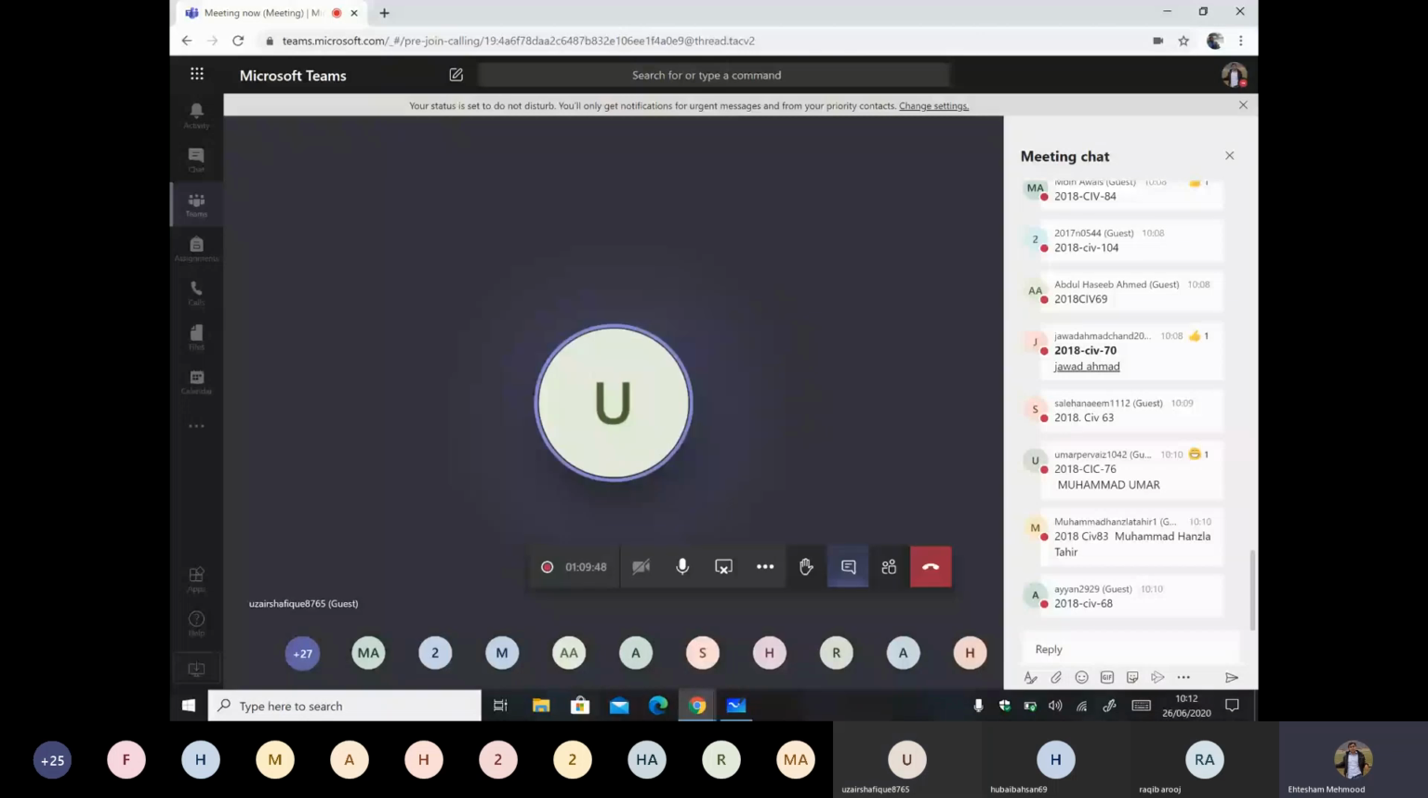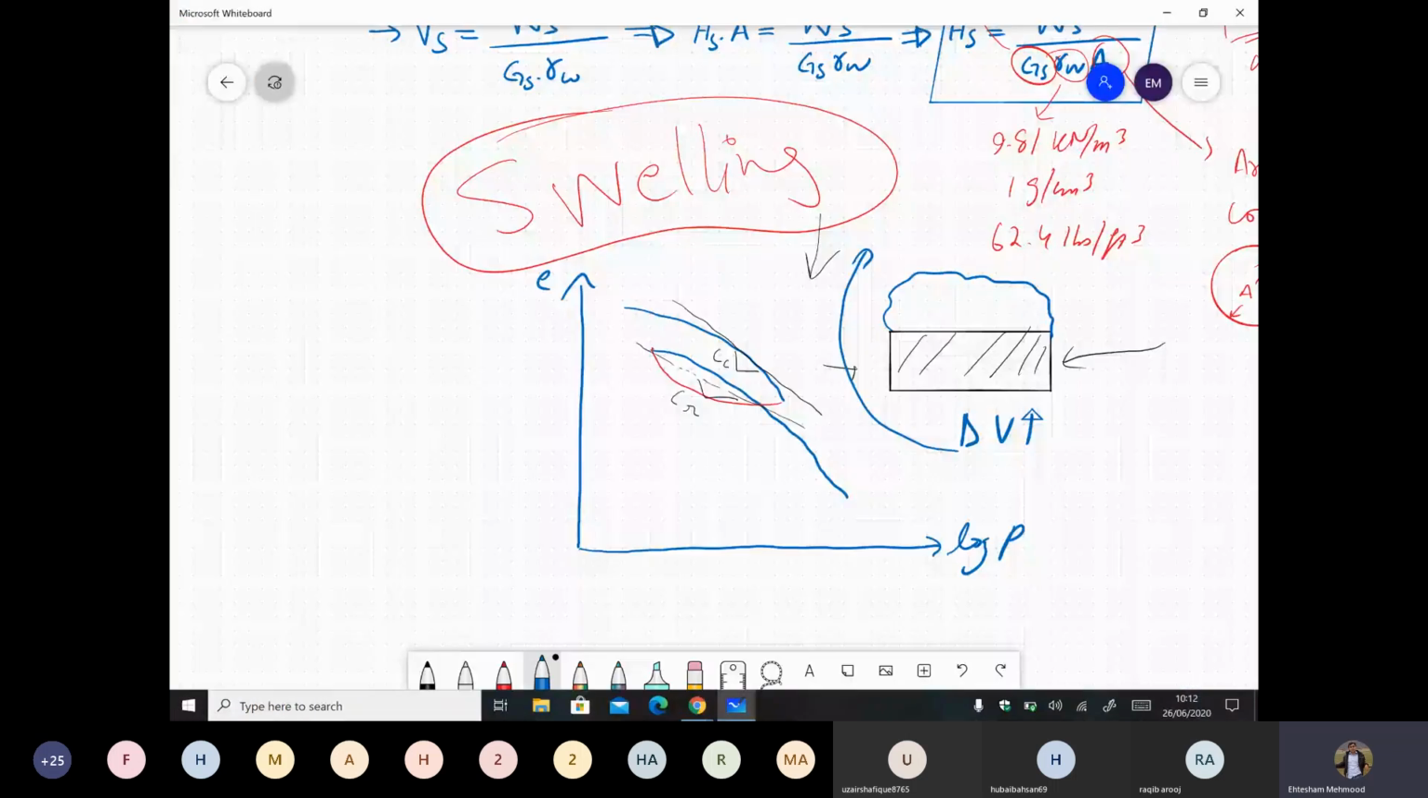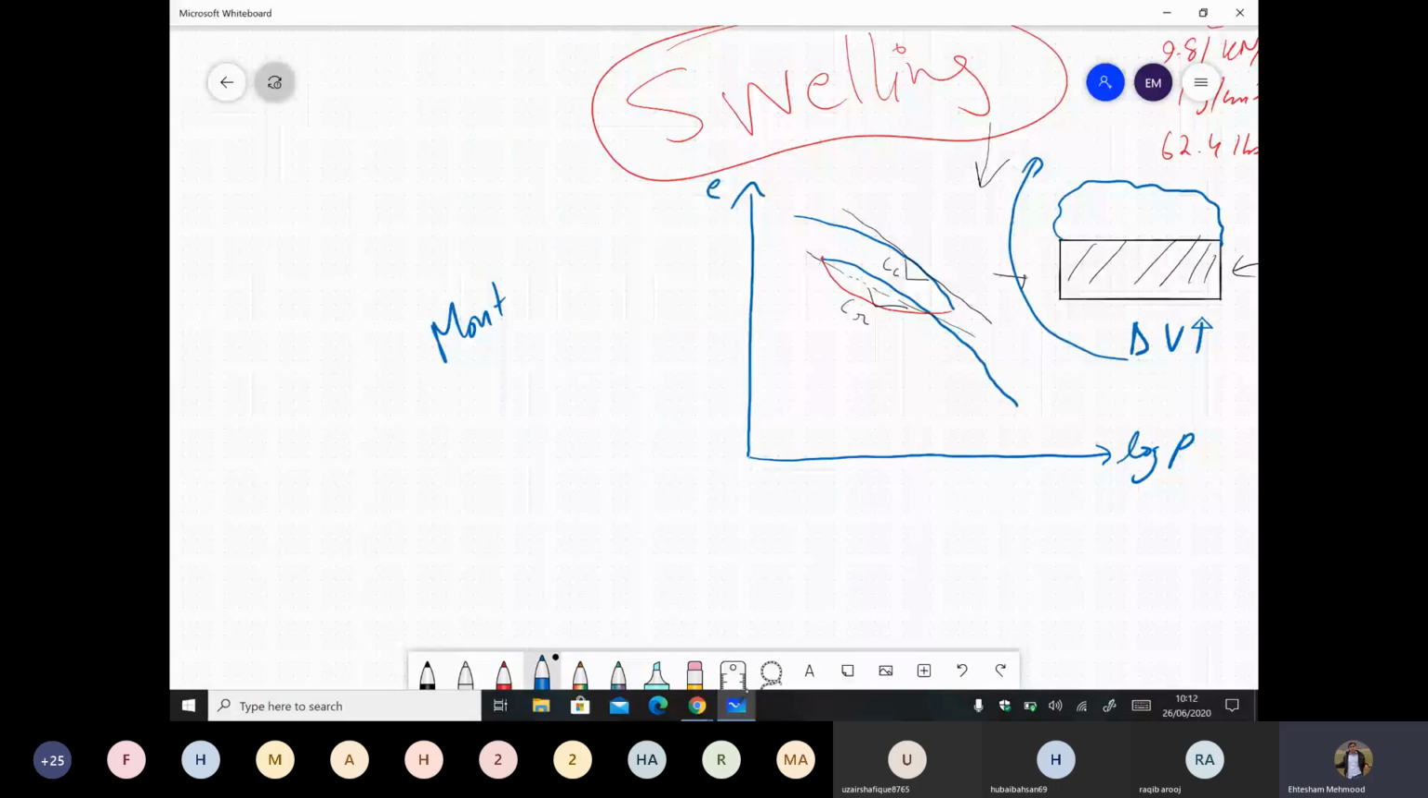Actually, you see, the detail of swelling soil is that it has montmorillonite. So if you remember from our first lecture, in the start of the term, we know that soil is made up of different minerals. Okay, and I guess we studied this montmorillonite. So if your soil has montmorillonite, this swelling happens on a molecular level.